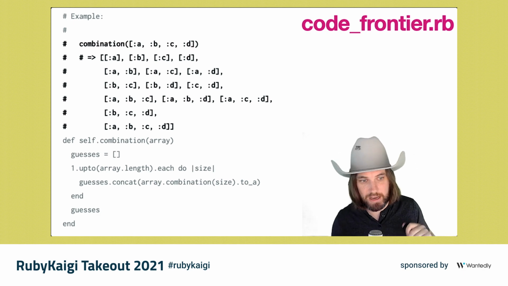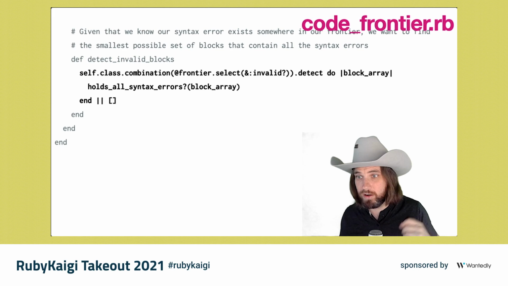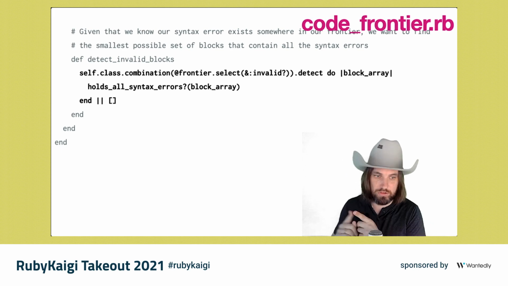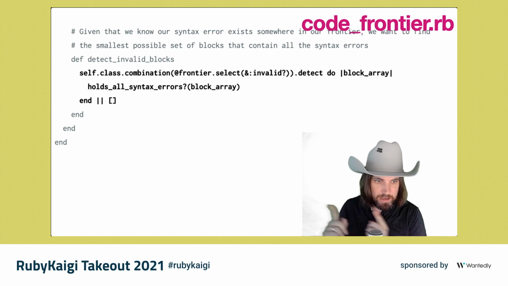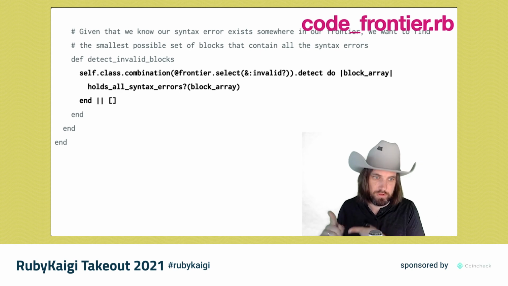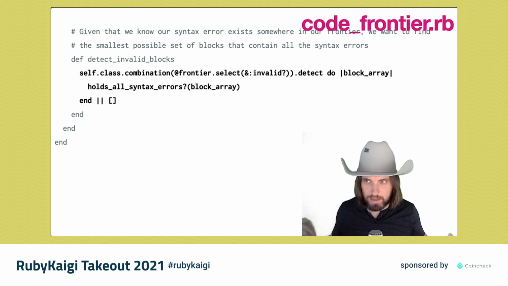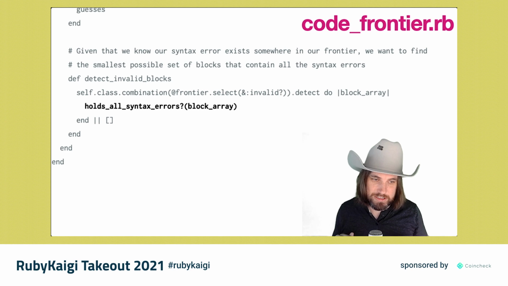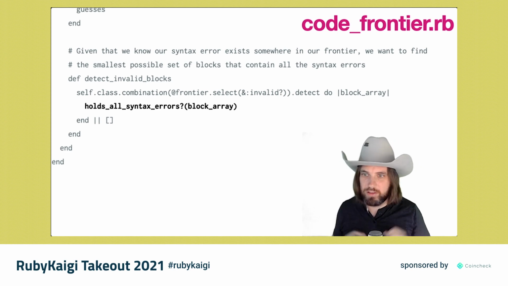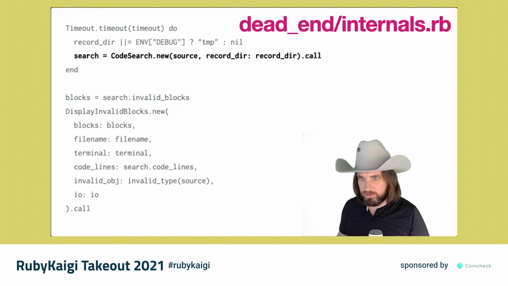To do that, we create a combination of possible blocks, and then one at a time, we iterate through the combinations in the shortest order. So we look at all of the blocks individually, and then we look at them in pairs, and then in triples, and then in quads, and check each one to see if it holds the syntax errors. The smallest successful combination is going to be returned.